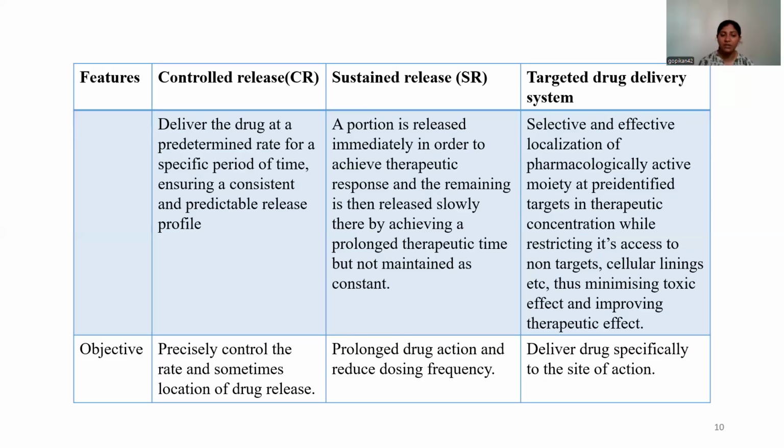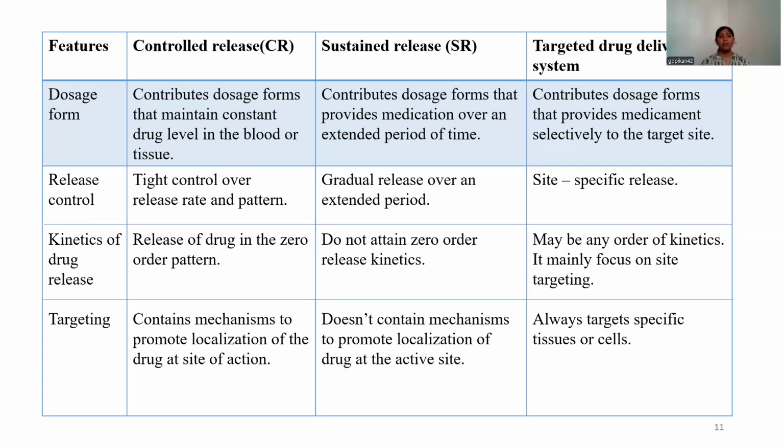It precisely controls the rate and sometimes location of the drug release. And when it comes to sustained release, prolonged drug action is possible and it helps in reducing the dosing frequency. And when it comes to the targeted drug delivery system, delivering drugs specifically onto the site of action. And about the dosage form, controlled release contributes a dosage form that maintains constant drug level in the blood or tissue, and sustained release contributes dosage forms that provide medication over an extended period of time, and the targeted delivery system contributes dosage form that provides medicament selectively to the target site.